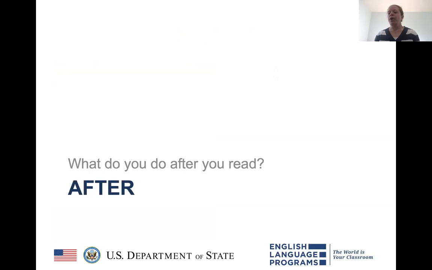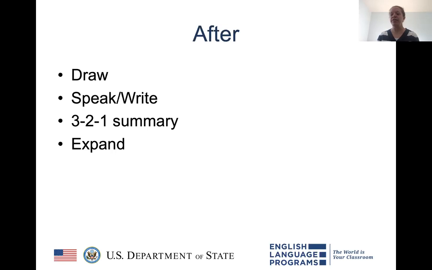Finally, let's discuss what you do after you read. Many times after we read, we just have students answer a list of comprehension questions in the book. And this can be valuable, but we can also expand and extend this to help students understand, apply what they're reading about. Some things we might do after include having students draw, speak or write, do a 3-2-1 summary, or do some kind of an expansion activity to help them expand and make their learning more extensive.